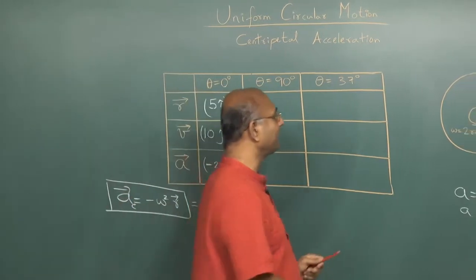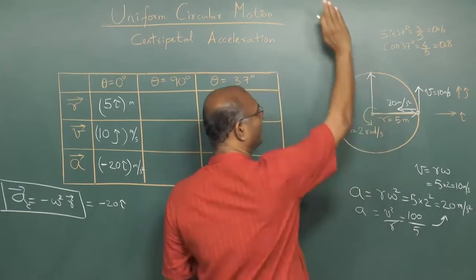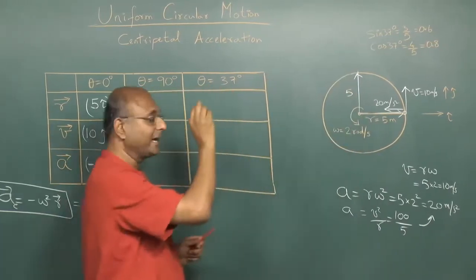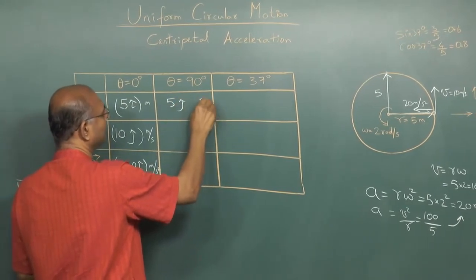Now let us go to theta being 90 degrees. Well, theta is 90 degrees. The r vector is pointing like that. That is 5 j cap. So r is 5 j cap meters.